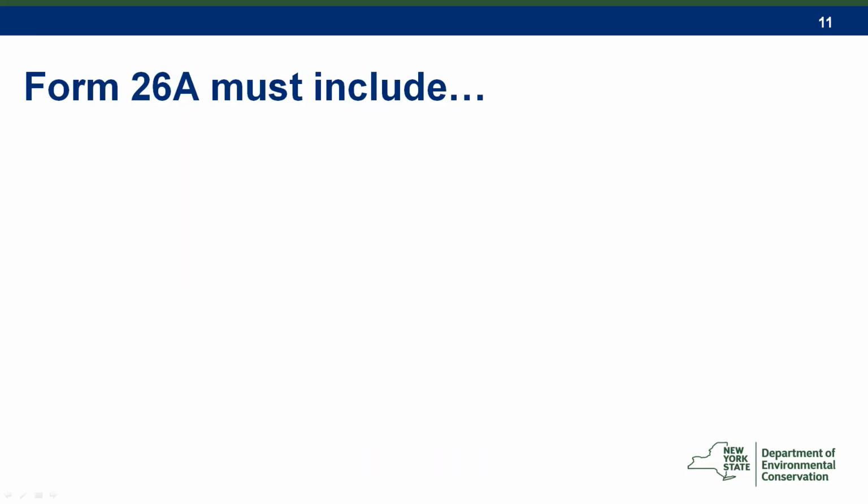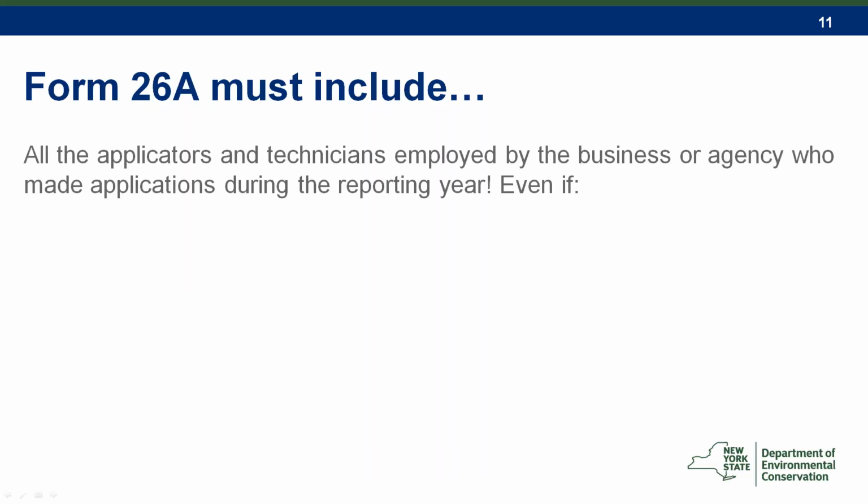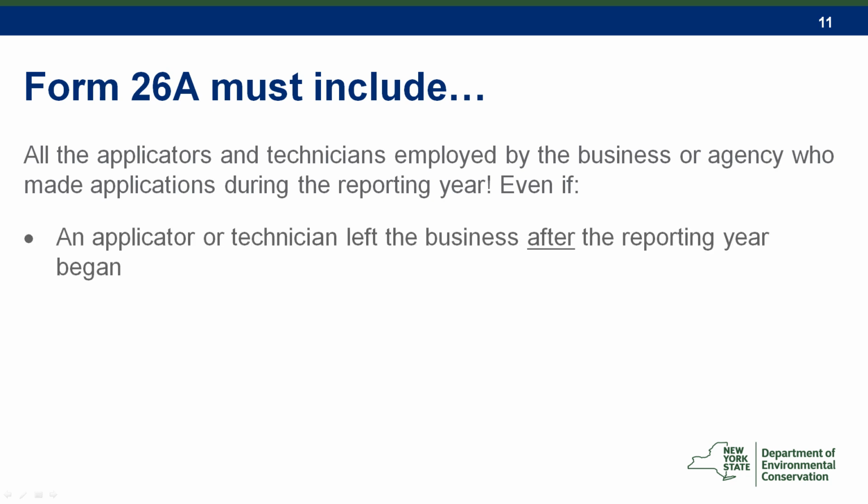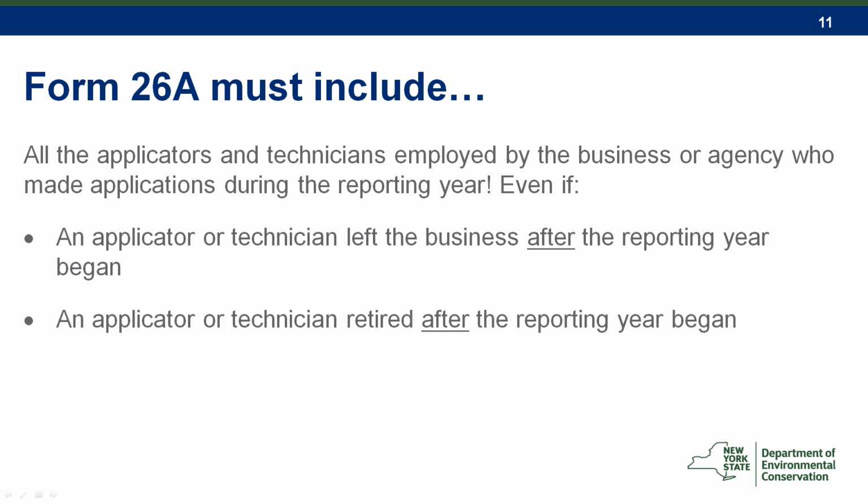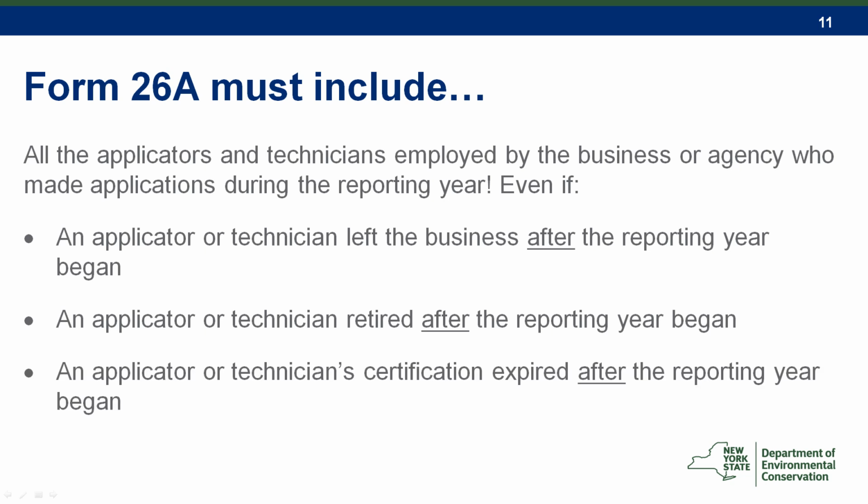Form 26A must include all applicators and technicians employed by the business or agency who made applications during the reporting year. Even if an applicator or technician left the business after the reporting year began, an applicator or technician retired after the reporting year began, or an applicator or technician's certification expired after the reporting year began.